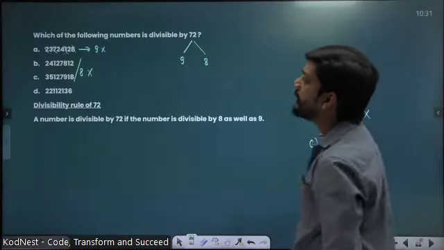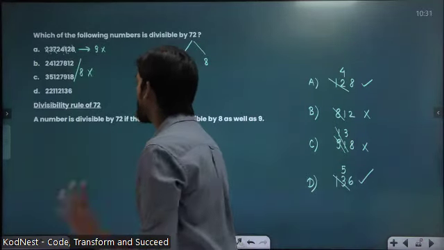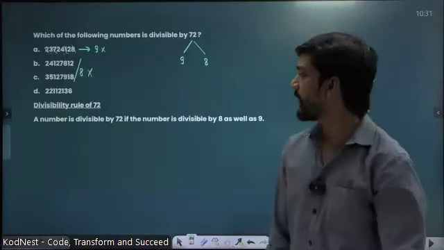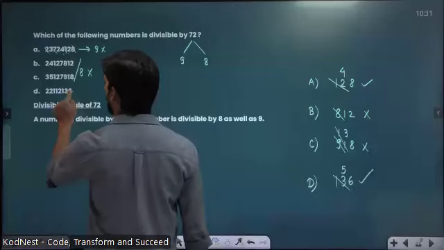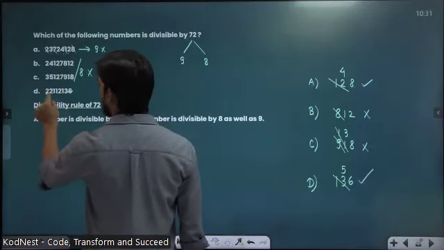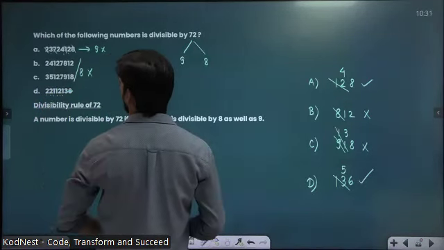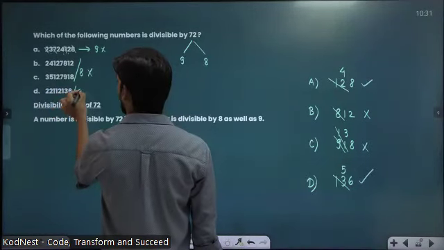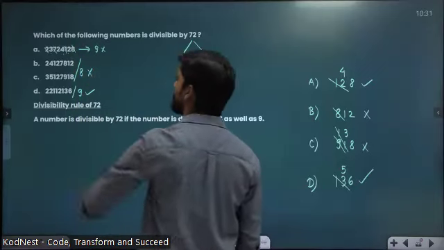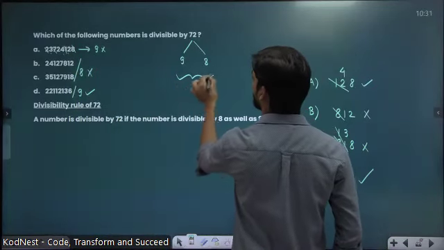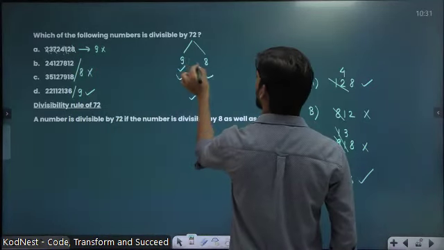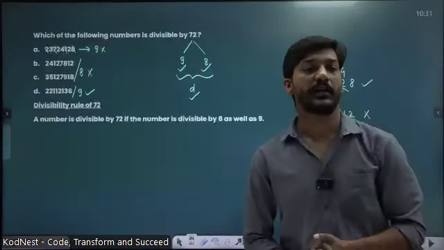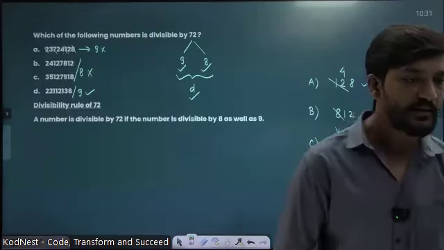9, 9, 18, and the remaining will be 4 plus 3 plus 2 plus 2. So 4, 3, 7 plus 2, 9 plus 2, 11. Not divisible. Okay. 6 plus 3, 9. 7, 2 plus 2, 4, 5, 6, 7, 8, 9. Okay. Divisible. So this one is divisible by 9. This is not divisible by 9. So D option is divisible by both. Okay. Only D option. So only one option is correct in this. Now please check again.